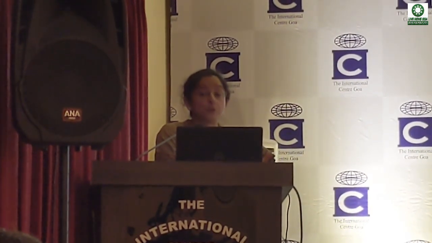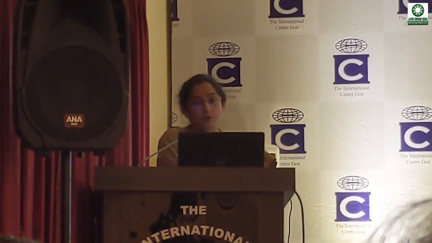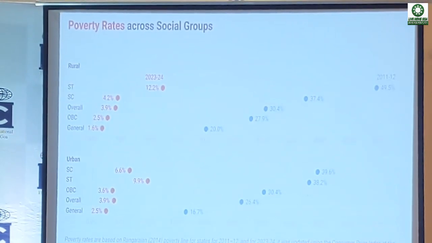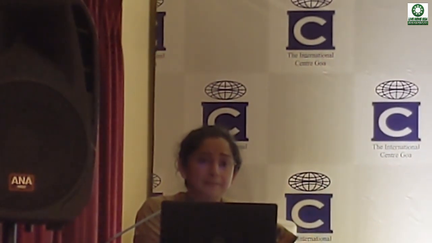Urban and rural. In fact, urban Muslim households used to be some of the poorest in India, close to 40% poverty rate. That number is down to 5.7%. This reduction is not only urban and rural, but also across different religious groups and different social groups. Reduction in poverty in India has been universal in nature.